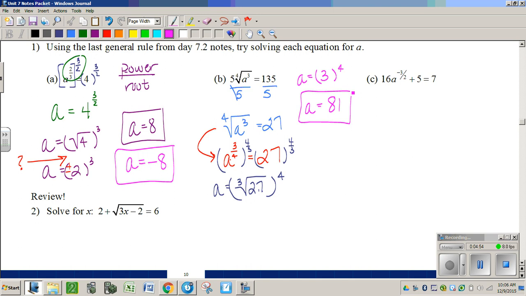Okay, so when you take the square root or any even root, you do plus or minus with the answer. But if it's an odd numbered root, like a cubed root or a fifth root, you just take whatever the sign is of what's inside your radical.